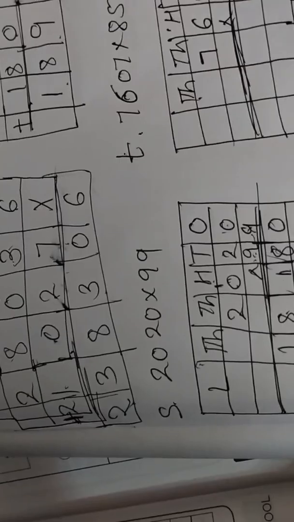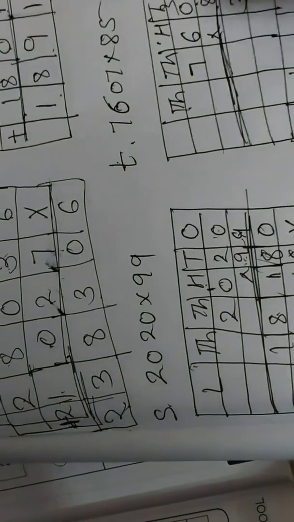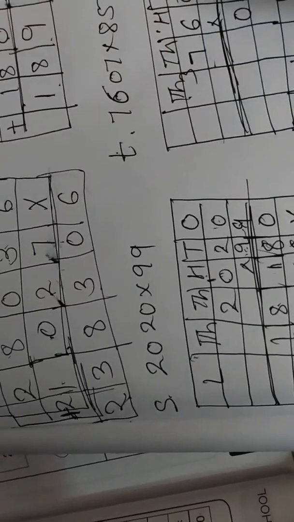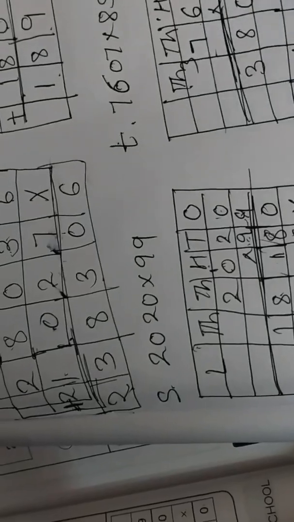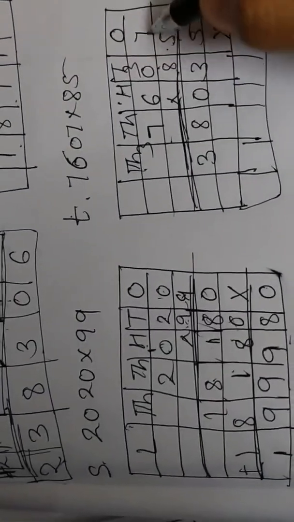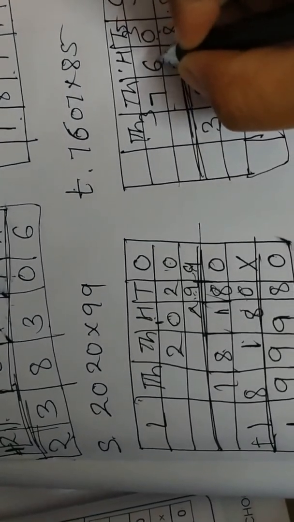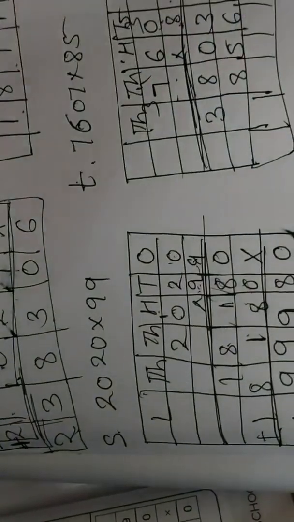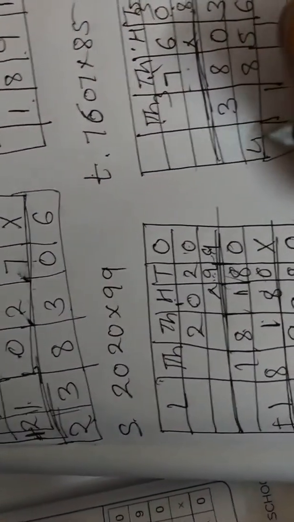5 sevens are 35. Write here 5, 3 is carry over. 5 zeros are 0, 0 plus 3, 3. 5 sixes are 30. Write here 0, 3 is a carry over. 5 sevens are 35. 35 plus 3 is 38. So write here 38. Cross it out in the ones place. 8 sevens are 56. Write here 6, 5 is a carry over. 8 zeros are 0, 0 plus 5, 5. 8 sixes are 48. Write here 8, 4 is a carry over. 8 sevens are 56. 56 plus 4 is 60. Write here 60.